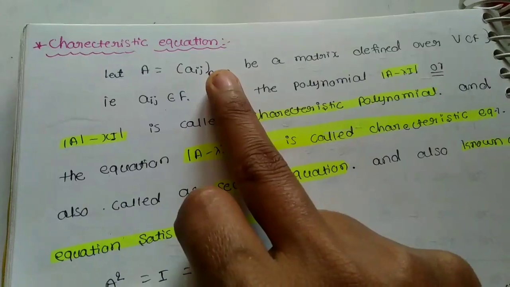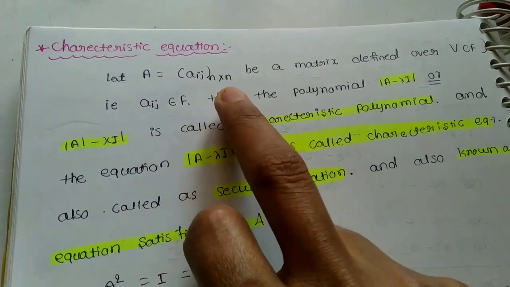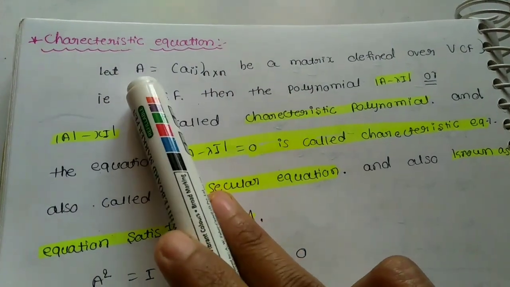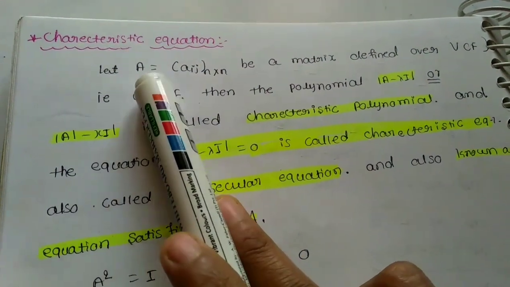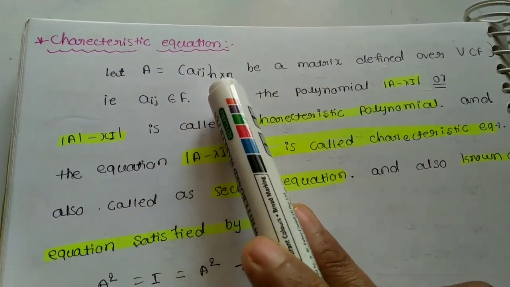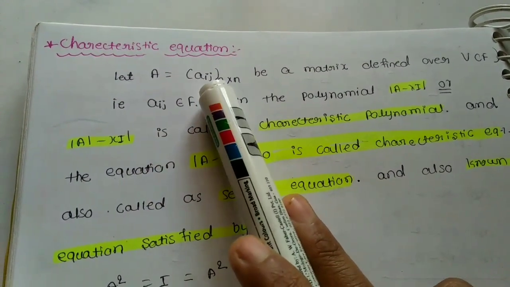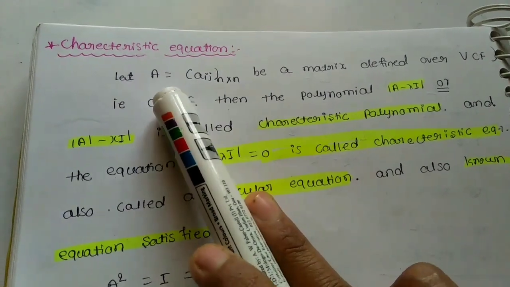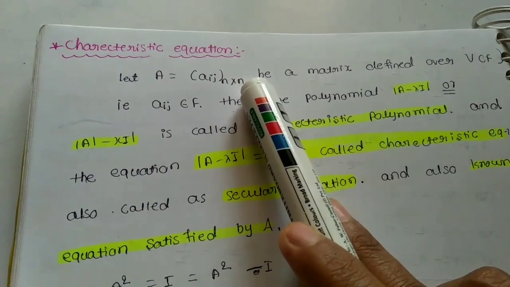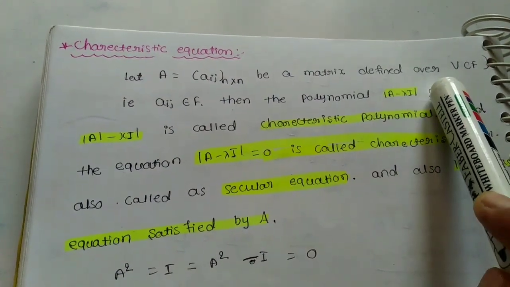What is a characteristic equation? Let A = (Aij), n cross n. This is the matrix representation, guys. Here A is the name of my matrix, and the elements in the matrix are in the form Aij. What does n cross n denote? This denotes the order of the given matrix. The first n tells us the number of rows, and the second denotes the number of columns. Let A be the matrix which is defined over V(F).